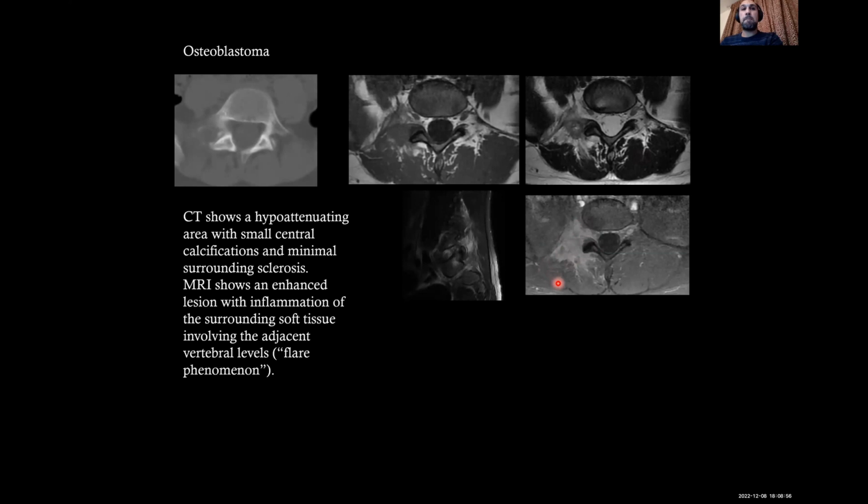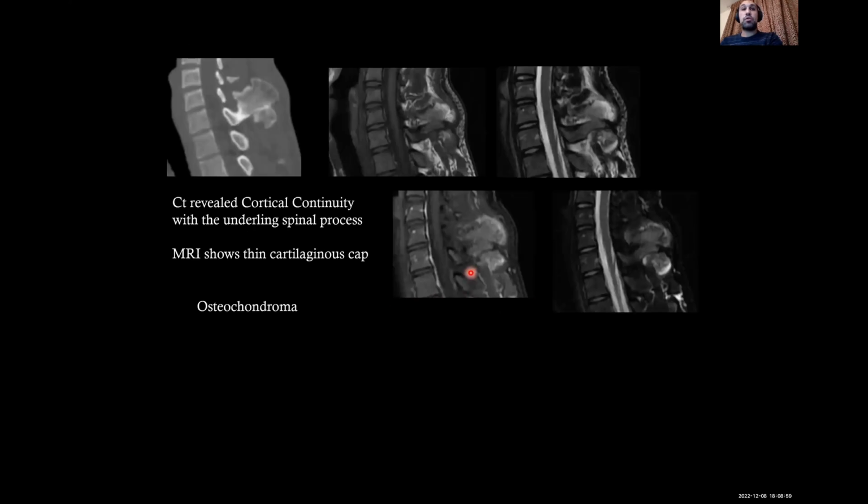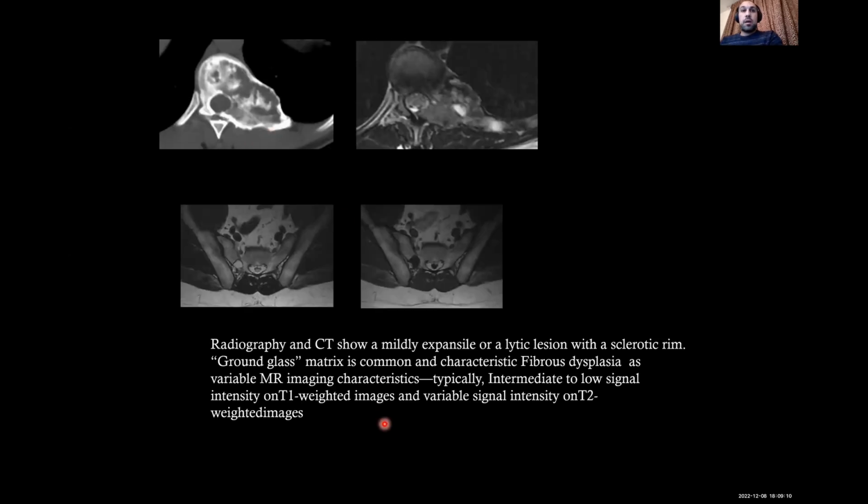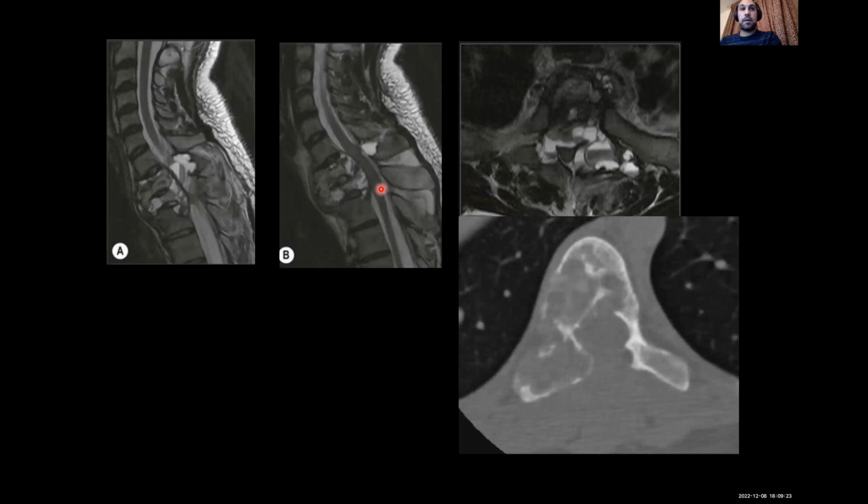Okay, it's osteochondroma. You can see this. It is very obvious in the CT. And you can find this other form of the osteochondroma. Multiple fluid levels. So what do you think?